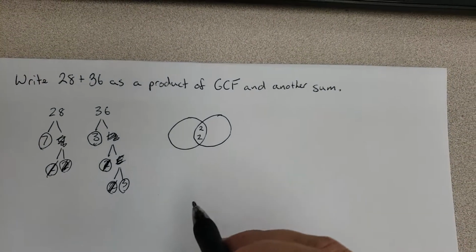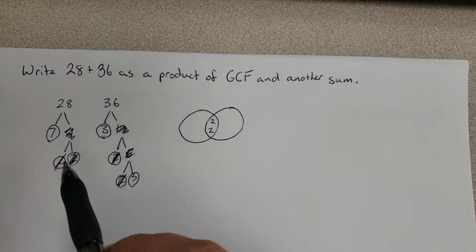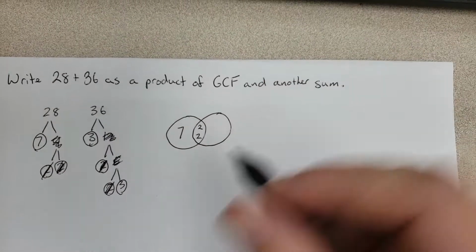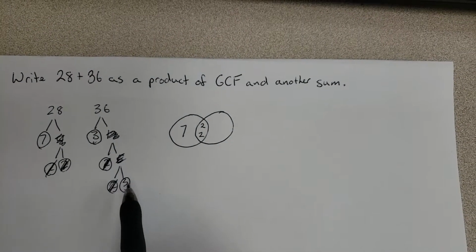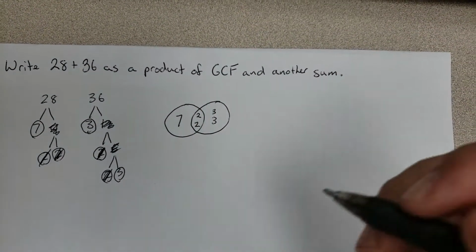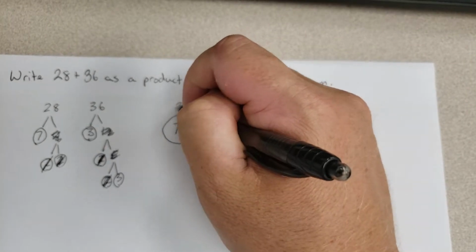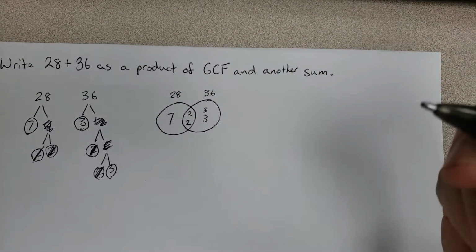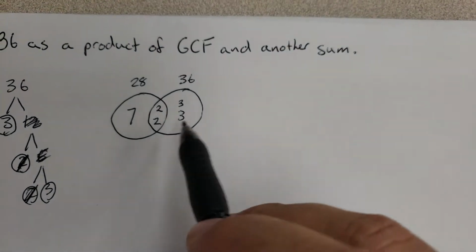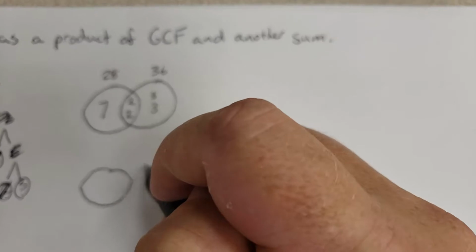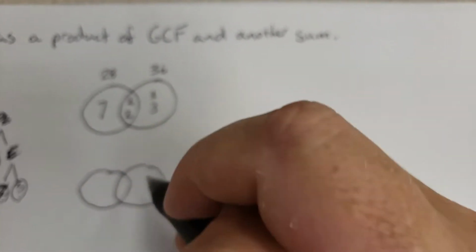So now I've got to look for the things that didn't match. So if I look, I have a 7 over here that didn't match. So that'll go over here. And then I've got two 3s that did not match right here. So this was from the 28 and this was from the 36. So I'm going to just clean this up. I'm going to make another one right down here just so I don't have all those 2s and 3s.